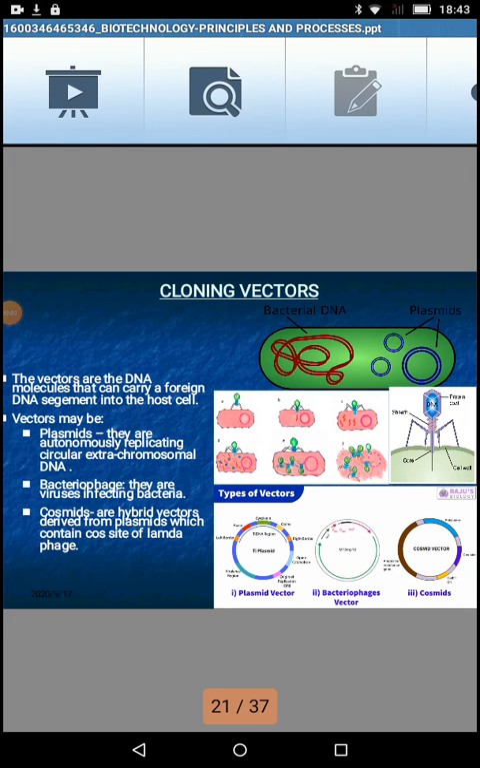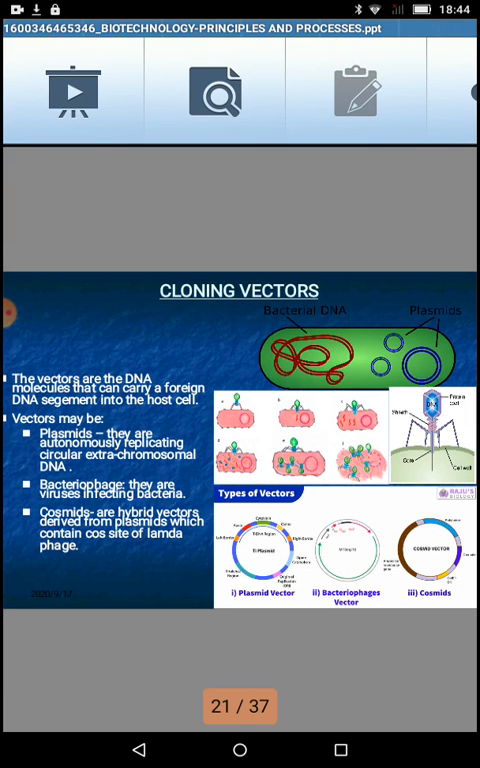The topic for today's session is cloning vector. Now, first of all, let us understand what vectors are. In biotechnological terms, vectors are the DNA material which are capable of carrying any kind of foreign DNA which can be attached to itself. From where these vectors can be found, you can have the whole list in the slide.